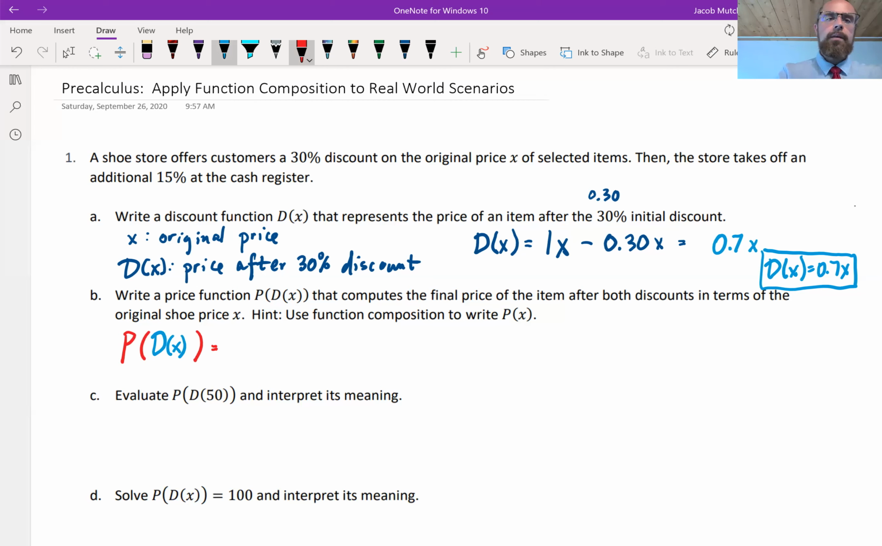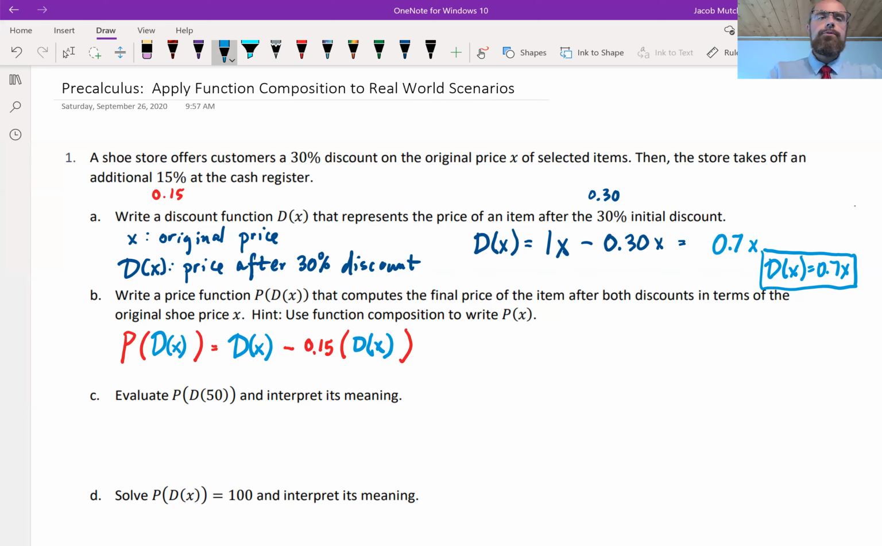So it is the original price, which is after the first discount, so d of x, minus a 15% discount. So what I'll write 15% as, again, is as a decimal. So 15% is 0.15. You move the decimal 2 to the left of the price of the shoe after the first discount. So again, that's d of x. So you can kind of see generally how we're going to set that equation up.